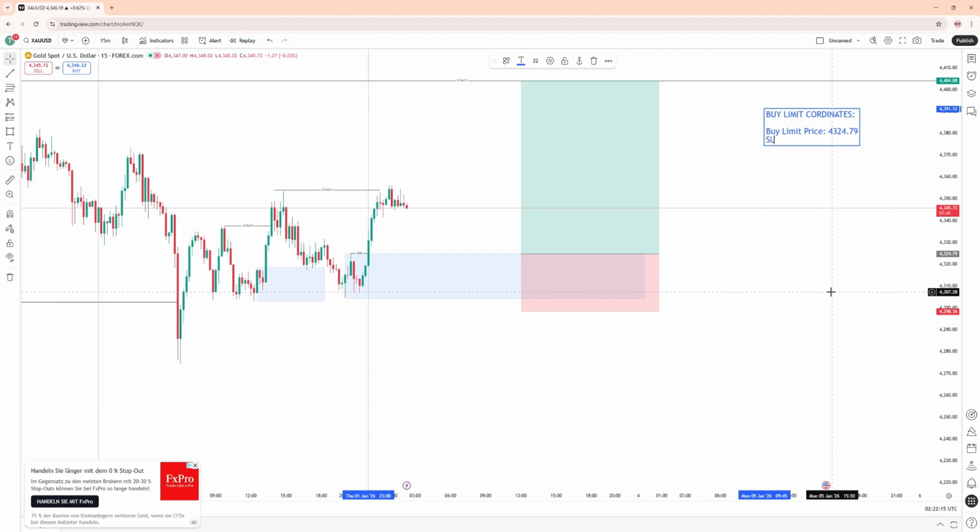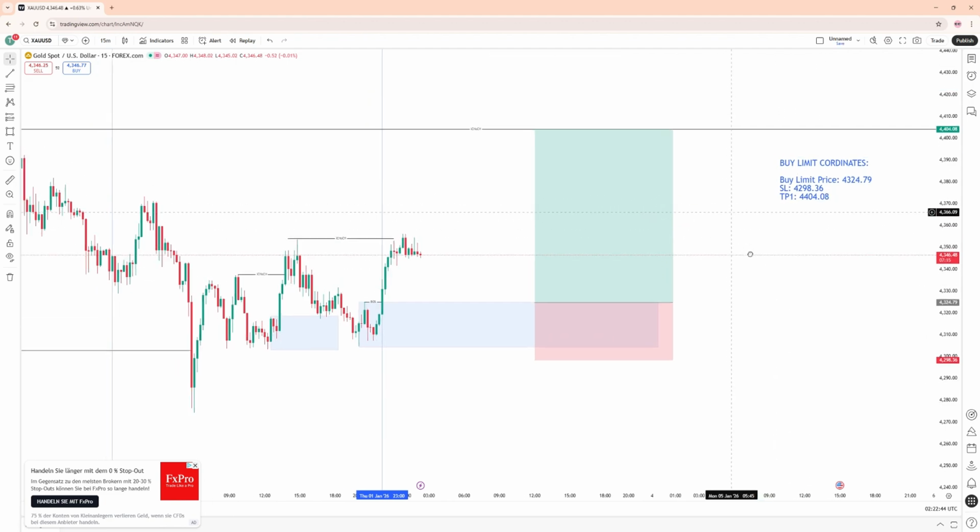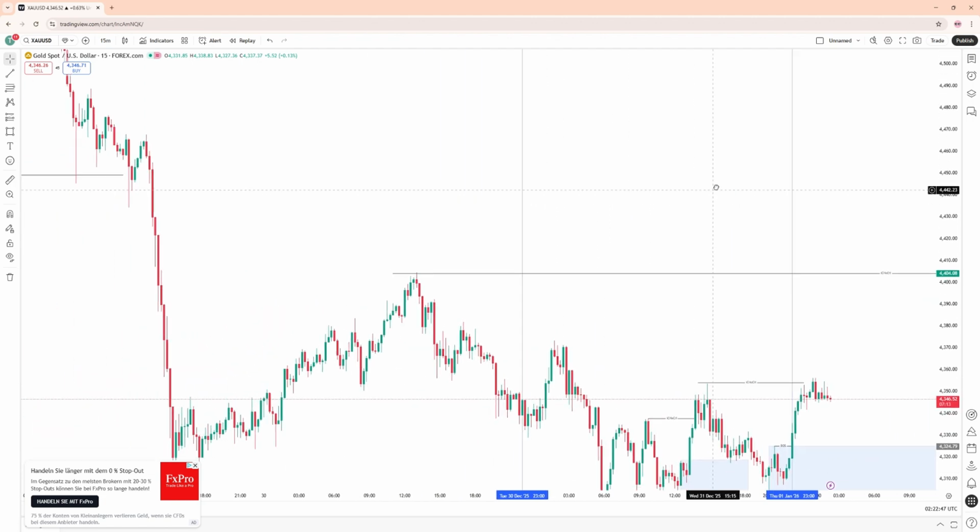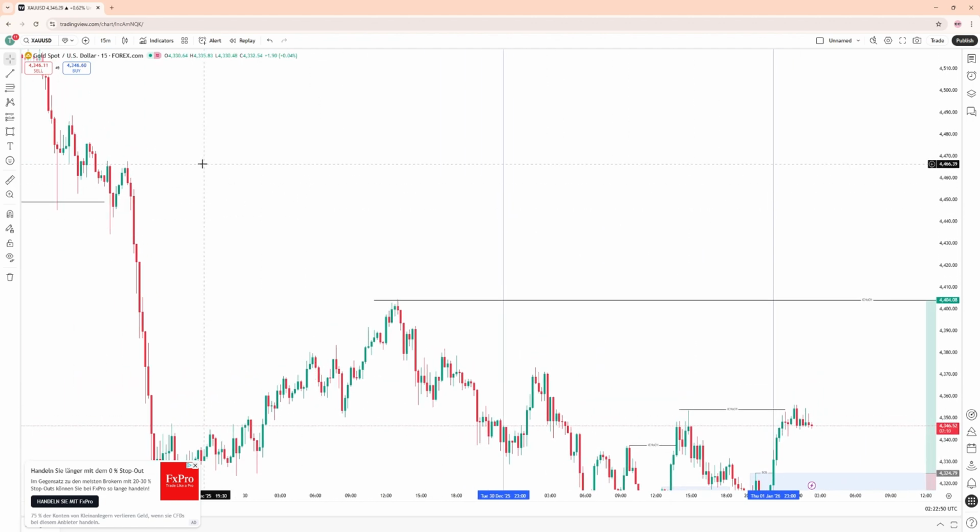My stop loss will be 4,298.36, and my TP1 will be 4,404.08. So now we can actually hold this trade till here.